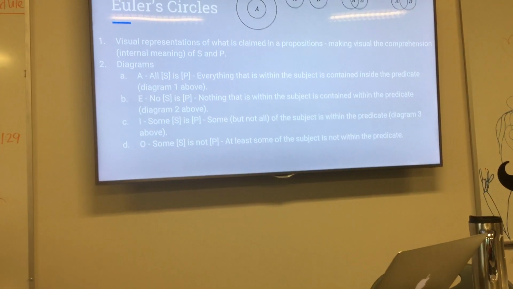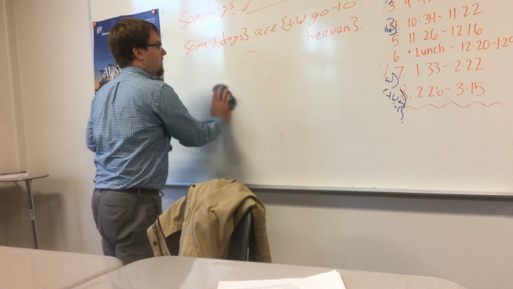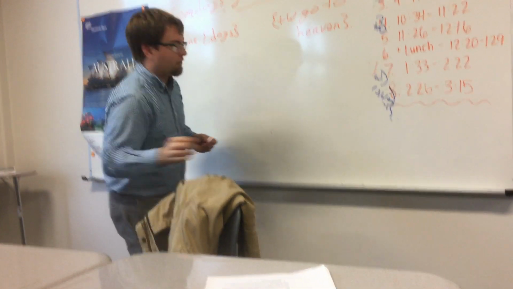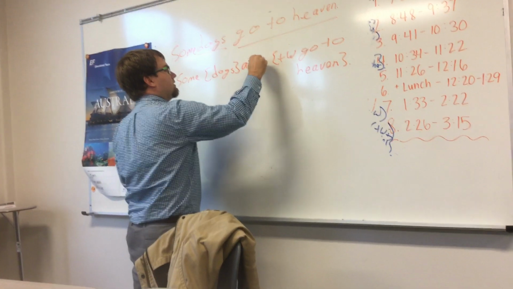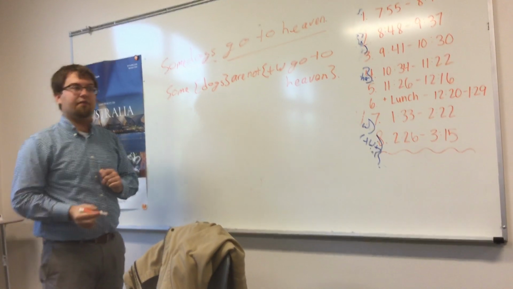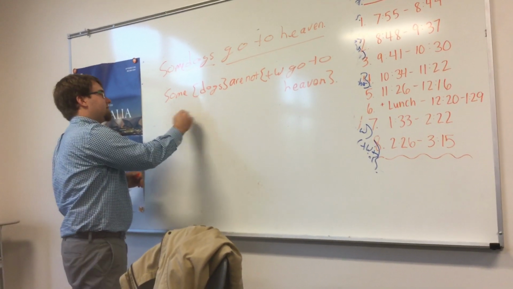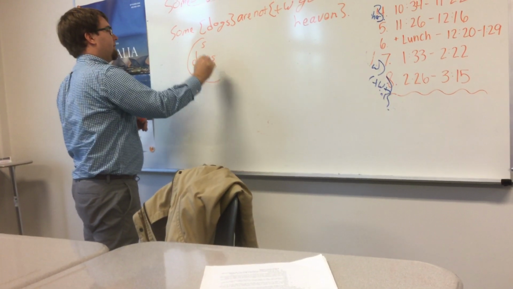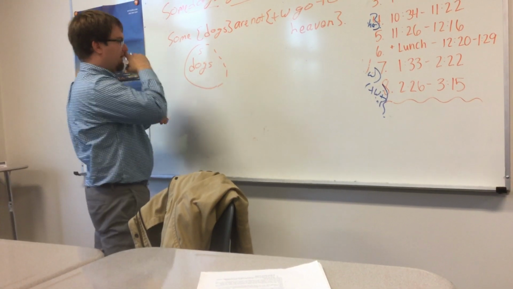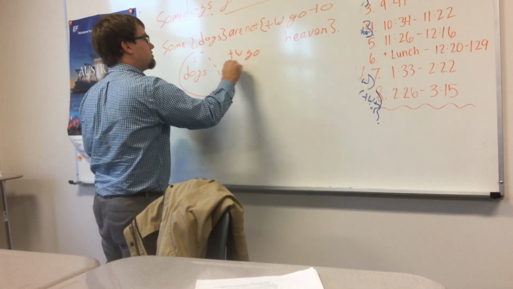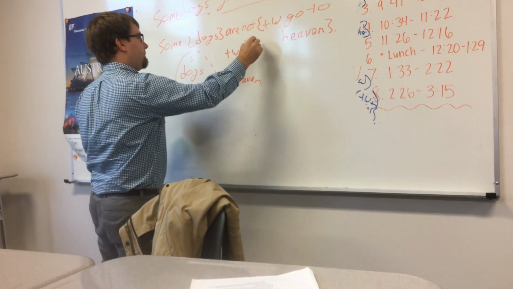All right, our last pattern is similar to an I, but of course we've got a slight change. Your textbook makes this a little bit different. So here we have an O pattern where some dogs are not that which go to heaven. Now, in one sense, it's very similar to an I pattern, with dogs and that which go to heaven.